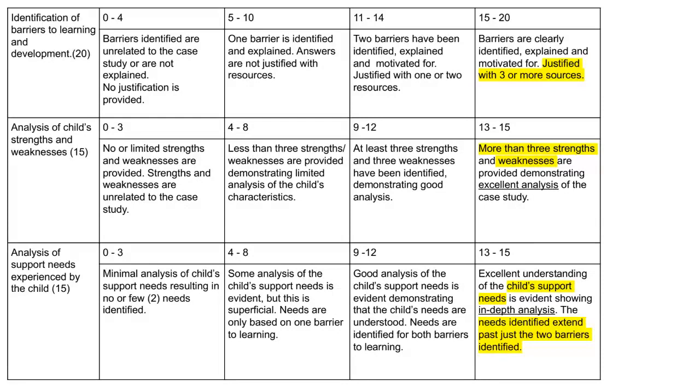Then we look at the analysis of the strengths and the weaknesses. And I need to see at least three strengths and at least three weaknesses, providing an excellent analysis of the case study. So tell me why those things are weaknesses and those things are strengths. If I look at the fact that he lives with his mom, his grandmother, and two brothers, that in itself could be a weakness or it could be a strength. Why could it be a strength?